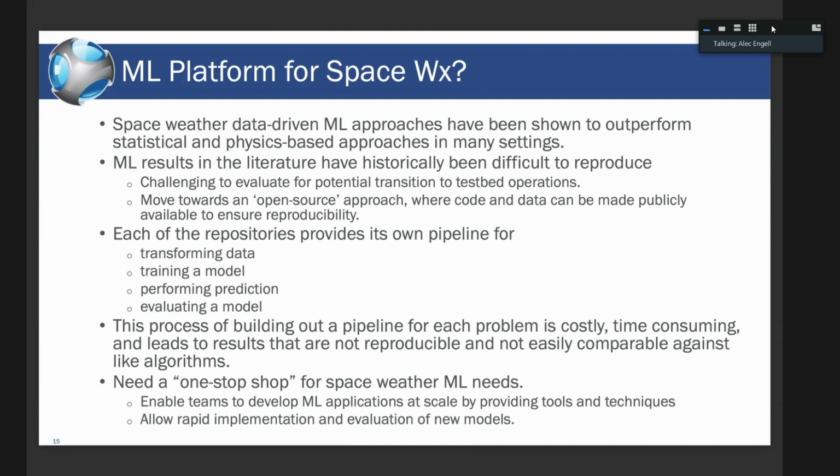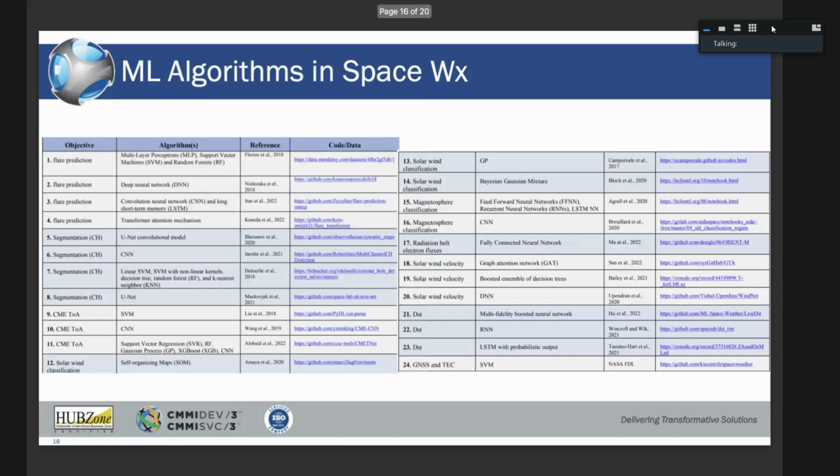So what is needed for the community? You really need a one-stop shop for space weather ML needs. Enable teams to develop ML applications at scale by providing tools and techniques, and allow rapid implementation and evaluation of new models. Thank you for letting me read. So here are all the ML algorithms.